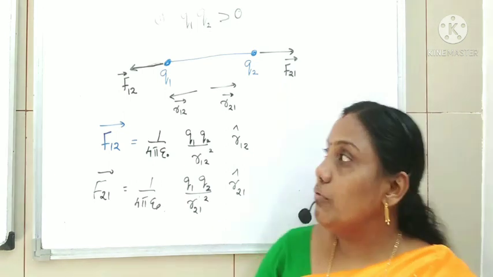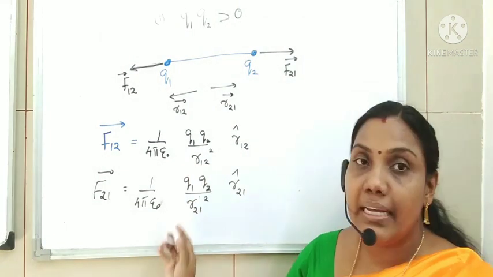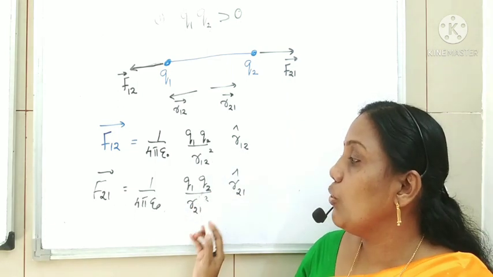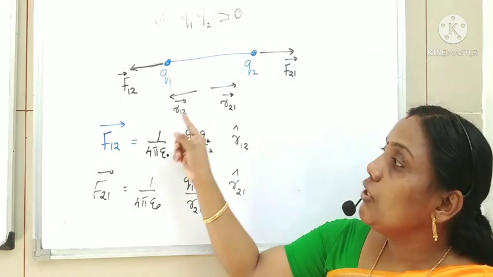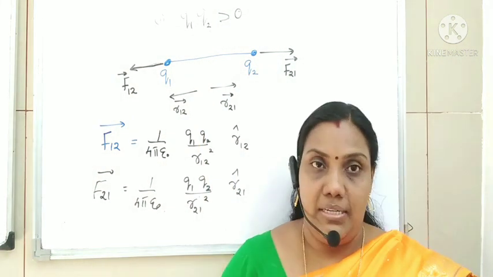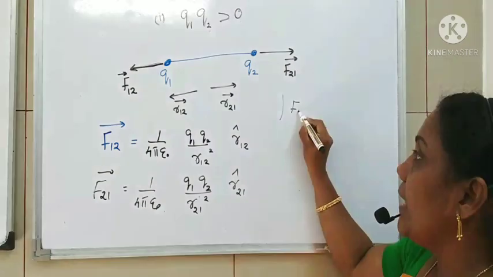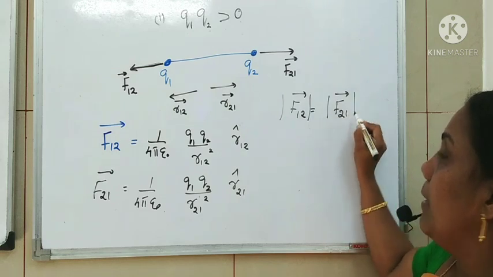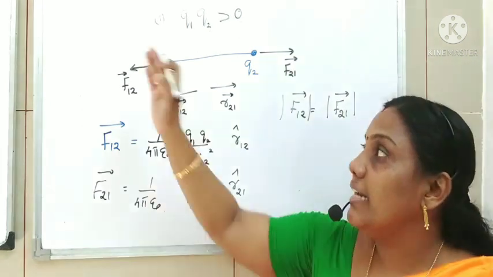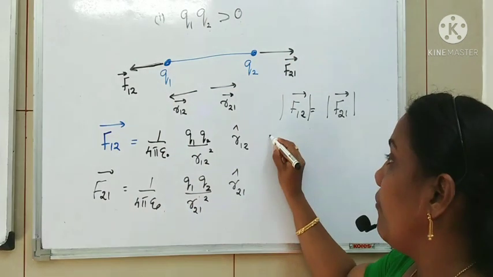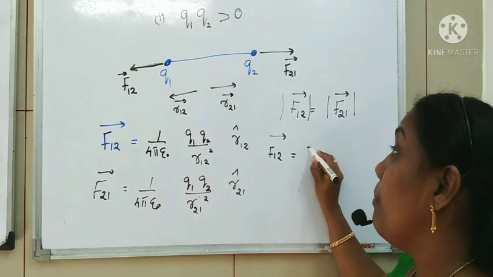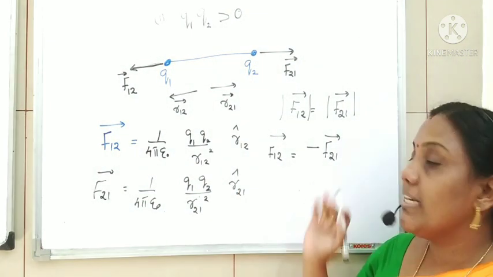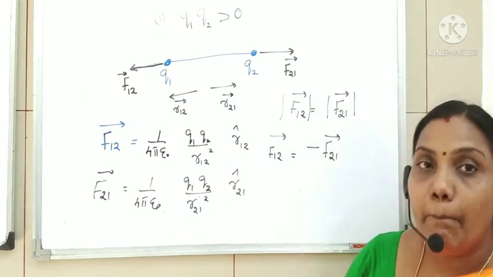From the magnitudes we can say that both are equal: 1 by 4 pi epsilon 0 Q1 Q2 by R12 square and 1 by 4 pi epsilon 0 Q1 Q2 by R21 square, since the magnitudes of R12 and R21 are equal but their directions are opposite. So the magnitudes of vector F12 and vector F21 are equal, but direction wise they are opposite. So vector F12 equals minus vector F21.